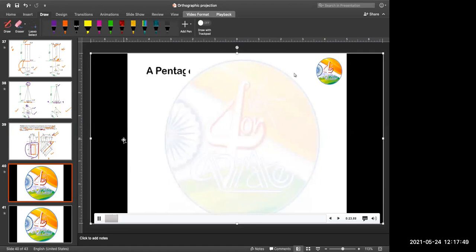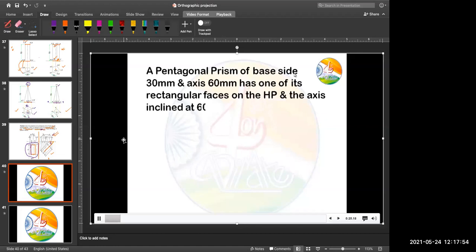This problem, for which the problem statement is now here: the pentagonal prism is the same, with 30 mm base and diagonal 60 mm. It has a rectangular face in HP. This is what makes it change. The axis of it is inclined at 60 degrees to VP, and you have to draw it.